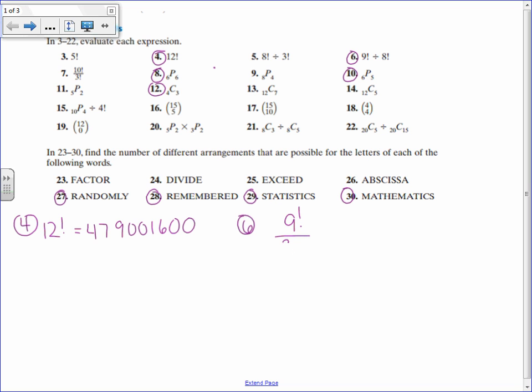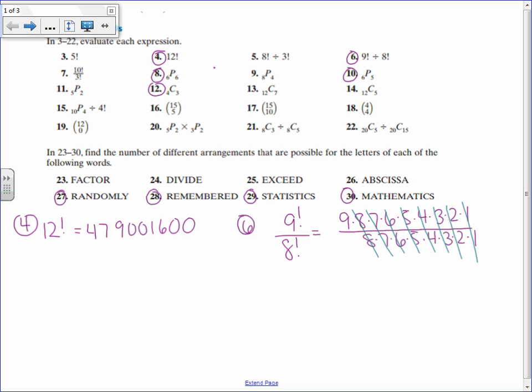Now for number 6, you can put this in your calculator, but if we think about it, 9 factorial is 9, 8, 7, 6, 5, 4, 3, 2, 1. And 8 factorial is 8, 7, 6, 5, 4, 3, 2, 1. And what's really nice about all of this is that all of this stuff is going to cancel. So you actually don't even have to put this in your calculator. You just need to recognize that everything's going to cancel and you're just going to be left with 9.